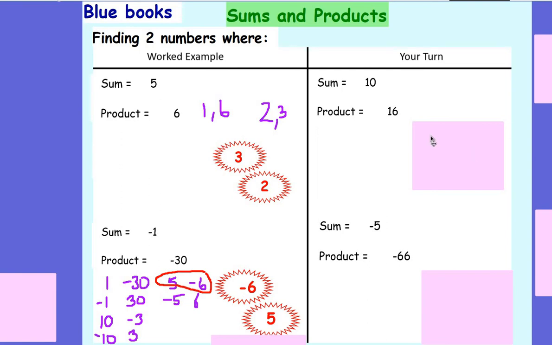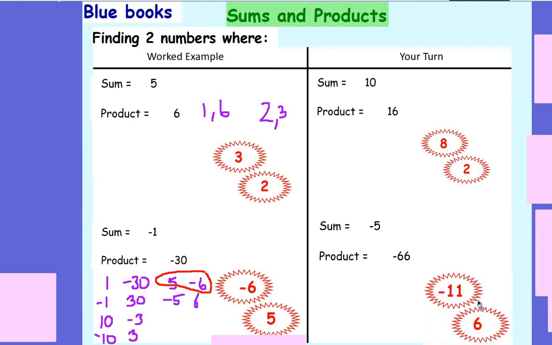Okay, I'm going to go through the answers. The first one, the two numbers have got to be 8 and 2. If I multiply together 8 and 2, I get 16. When I add them together, I get 10. For the second one, the answers are negative 11 and 6. When I add together negative 11 and 6, I get negative 5. The product of those two numbers, when I multiply them together, is also negative 66. So those are the correct answers.